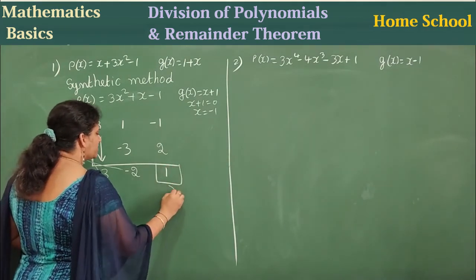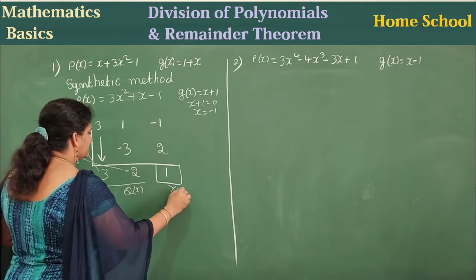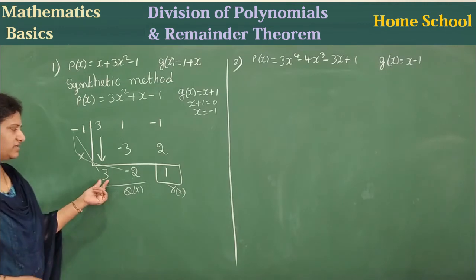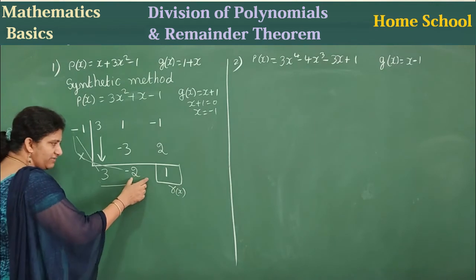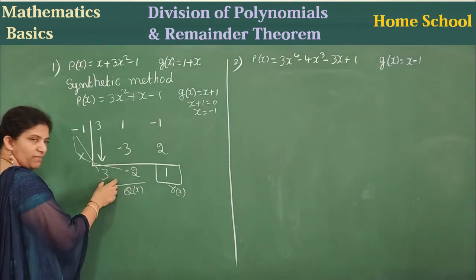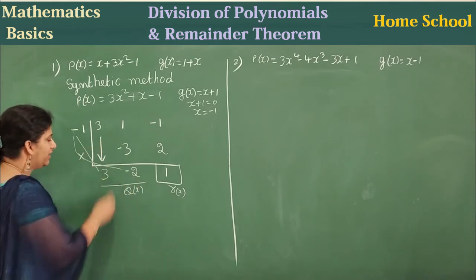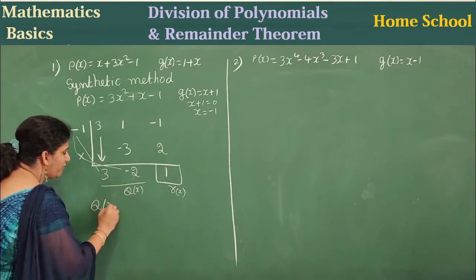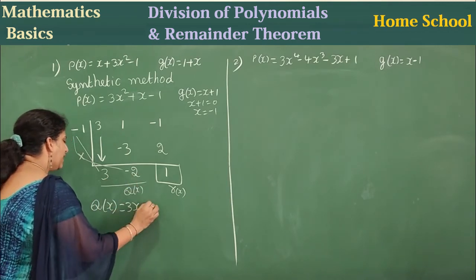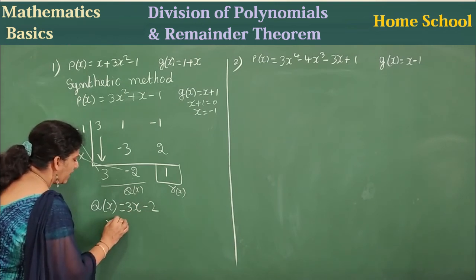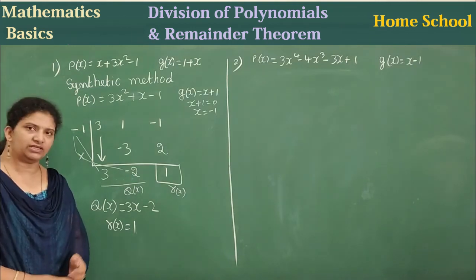Look here, children, this is your remainder, and what you got is the quotient of x. This is your remainder. What is this, 3 minus 2? Is it the quotient? Come from the last. The last value is a constant, then x power 1. That means quotient of x is equal to 3x minus 2 and remainder of x is equal to 1. Now if you want, you can compare with the division method, children.